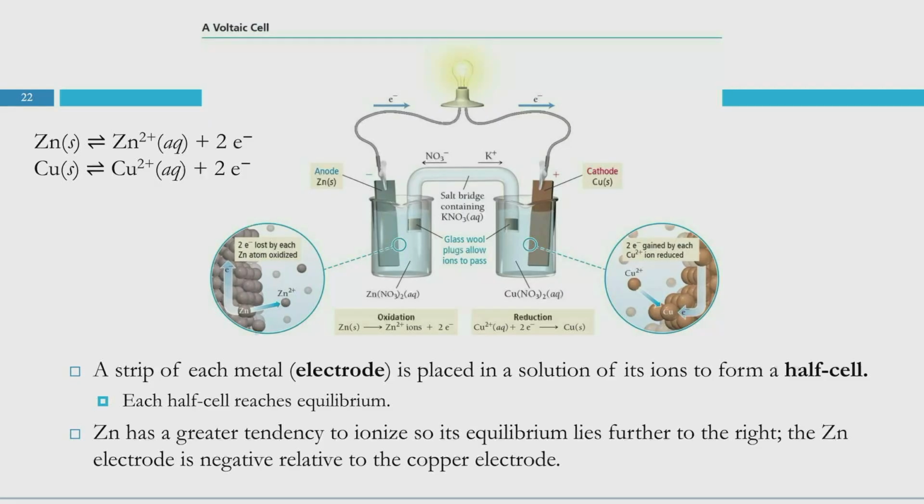Okay, here's a big picture of a voltaic cell. So we've got a lot going on here, so we'll talk through it. First of all, we've got a strip of metal. These are called our electrodes. So we've got a zinc electrode and a copper electrode. So a strip of each metal, that's our electrode. We place it in a solution of its ions. So we've got zinc nitrate and we've got copper 2 nitrate in solution. And these form half cells. We can think of these like half reactions.